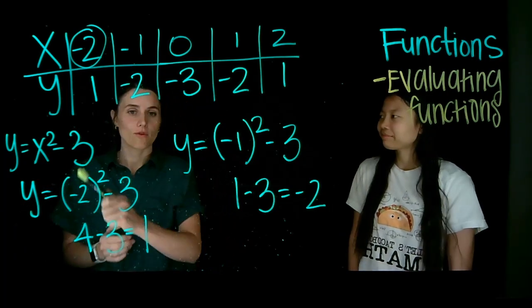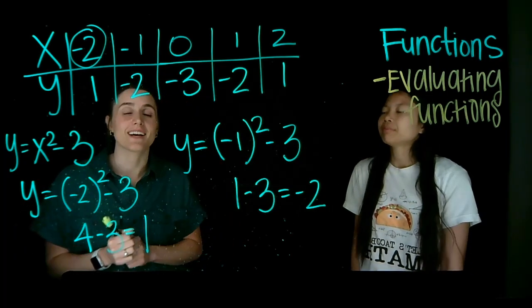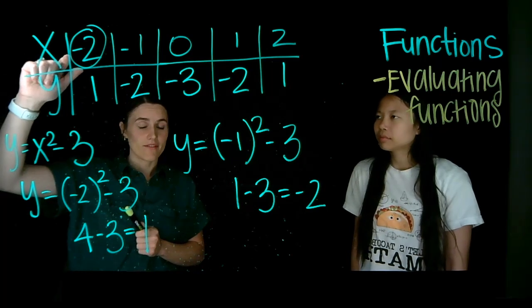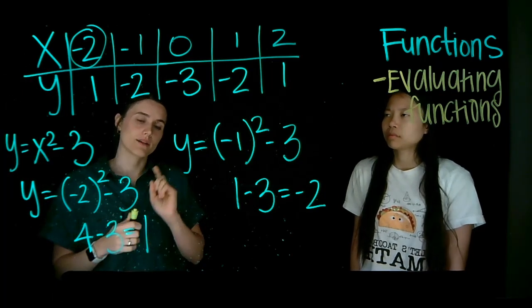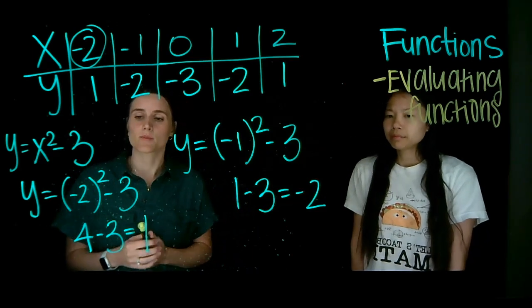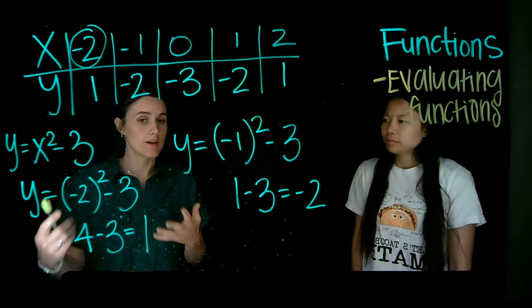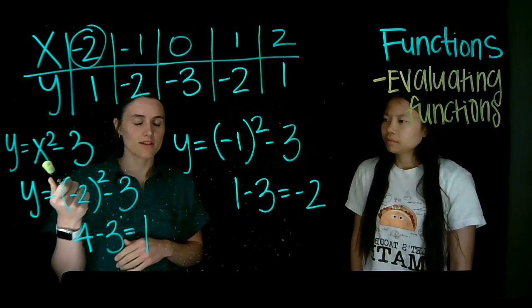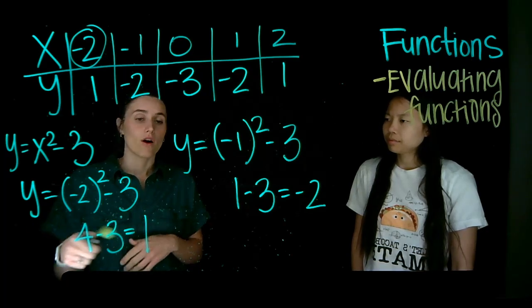All right, awesome. So we have the rest of our table filled in. And as you can see, each of our inputs has exactly one output. So this is a function. When you're evaluating a function, we just plug in the x value or the input value into the equation and solve for y or the output value.